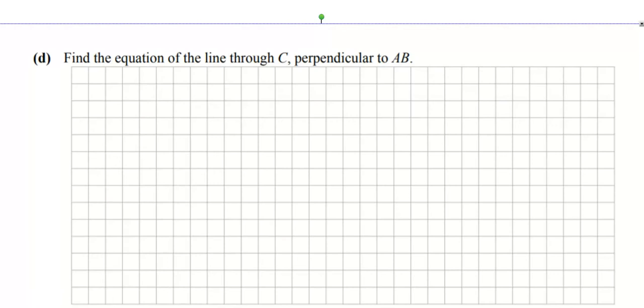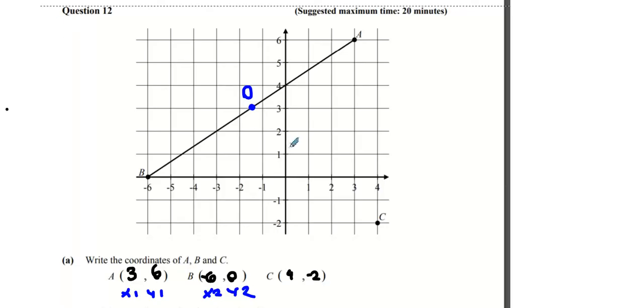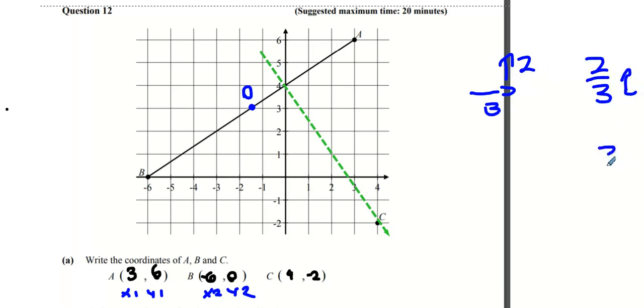Find the equation of the line through C that's perpendicular to AB. So we need to find a line that's perpendicular to AB but goes through C. So I'm drawing a line perpendicular to AB, roughly 90 degrees, and it also has to go through C. The slope of AB was 3 across 2 up, which is a slope of 2 over 3. Turn that upside down to make it perpendicular, and it's 3 over 2. But it's got to be minus 3 over 2 because it's a negative slope, because it's going downwards. So slope is minus 3 over 2.